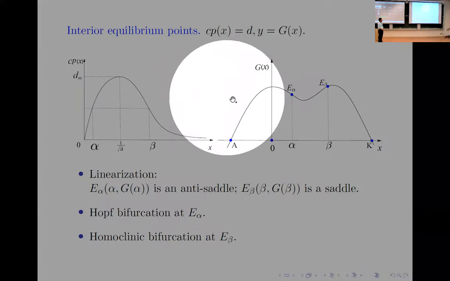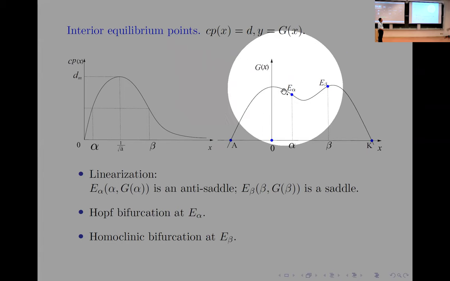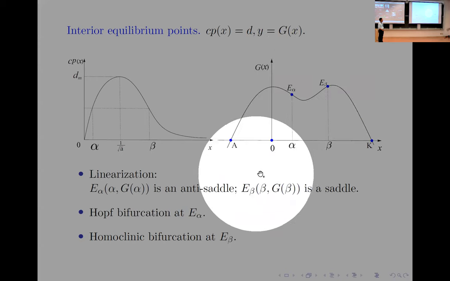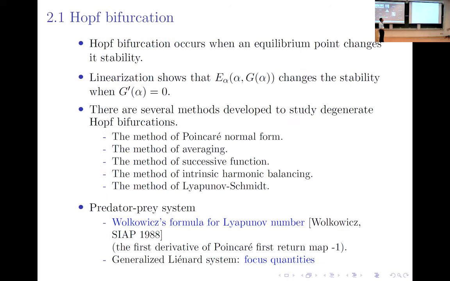And by the linearization, we can show that E beta here is always a saddle point, while E alpha is not a saddle point. Then we consider the bifurcation of the system around these equilibrium points. For E beta, because it is a saddle point, there might be a homoclinic bifurcation. While for E alpha, a simple case would be that E alpha loses stability, so Hopf bifurcation will occur. So let's first consider the Hopf bifurcation.